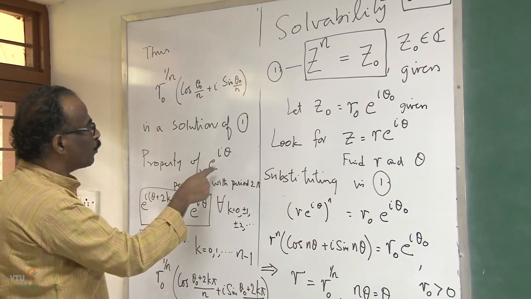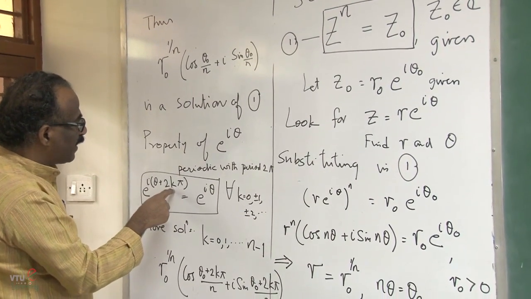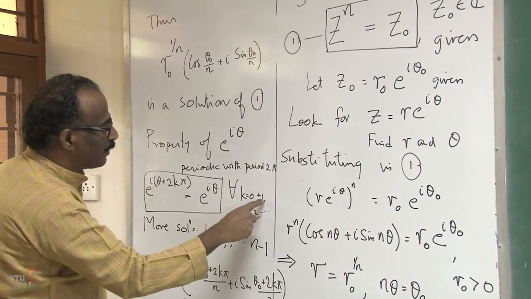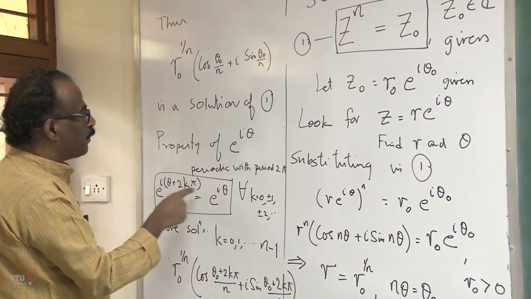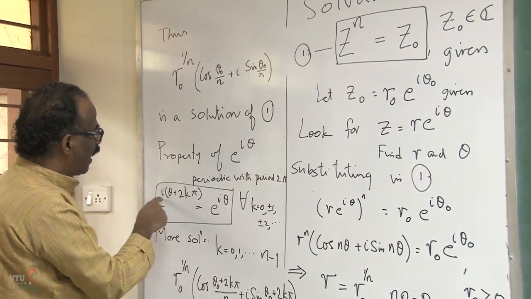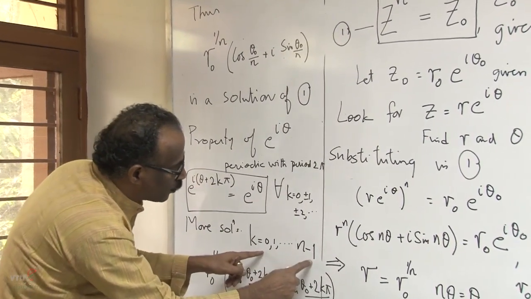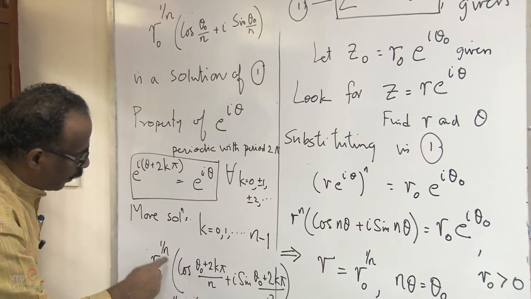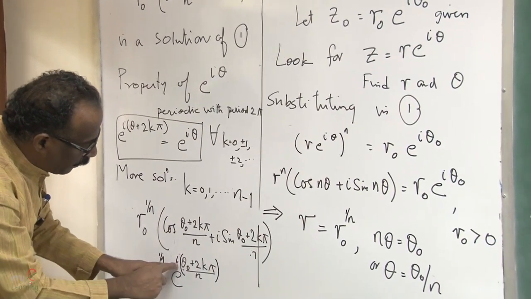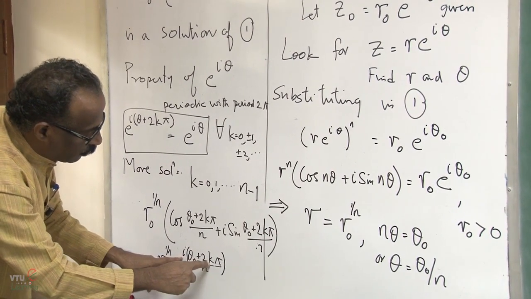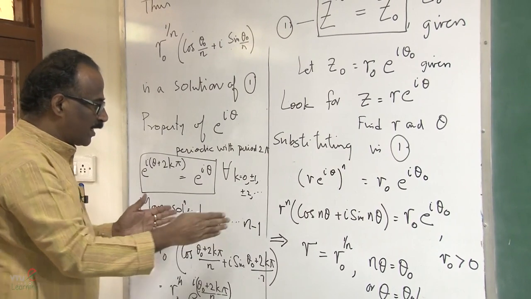Then we immediately realize an important property of e^{iθ}: it is periodic with period 2kπ, where k is any integer. You choose any k = 0, ±1, ±2, etc., and if you substitute, you get it. With this hint, we produce n solutions: r_0^{1/n} e^{i(θ_0 + 2kπ)/n}. When k = 0, you get back your first solution; for k = 1, 2, 3, up to n − 1, you get a total set of n solutions.